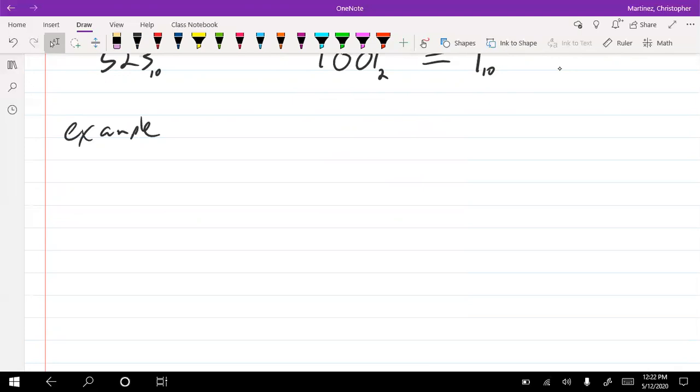All right, so let's do another example. And let's say in this example, I want to do 101101. All right, so how many bits is this? Let's count up how many bits. 1, 2, 3, 4, 5, 6. So this is a 6-bit number.